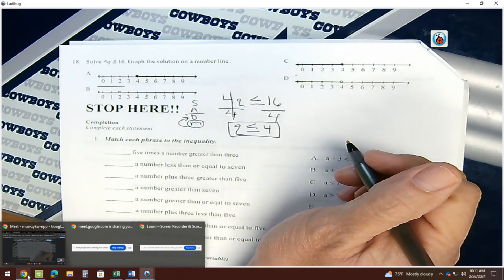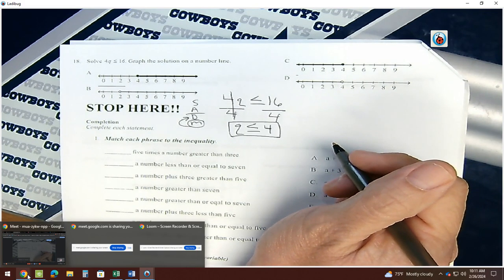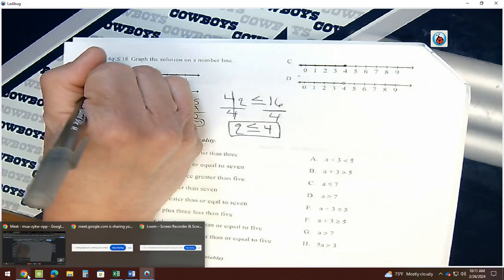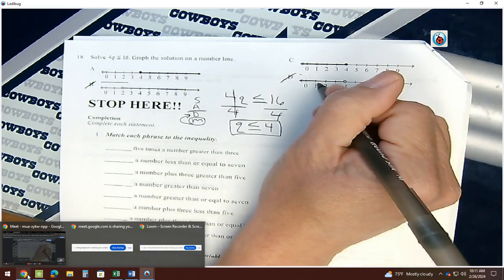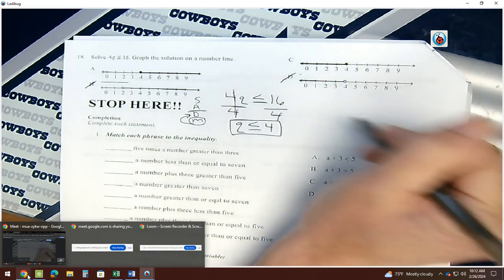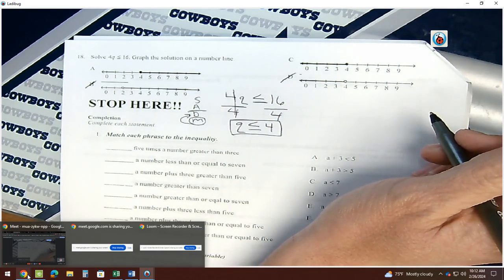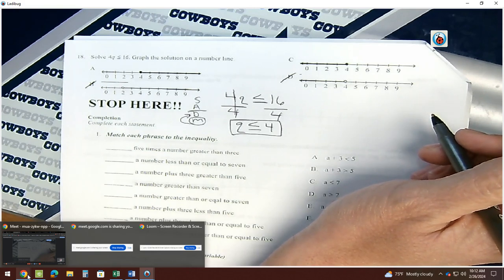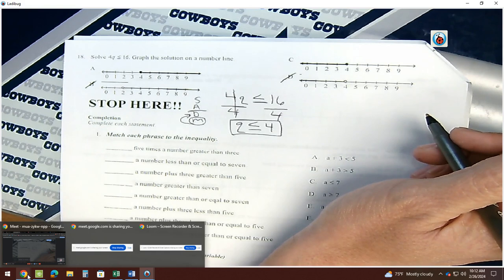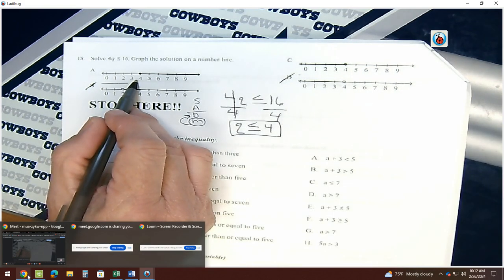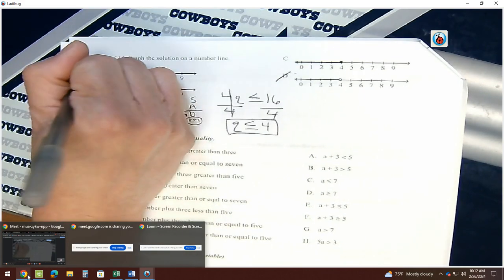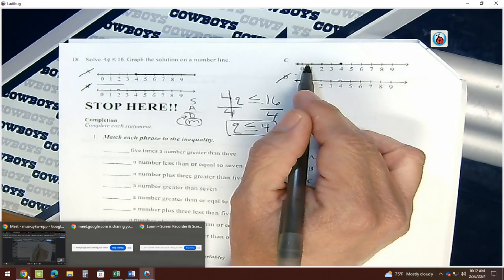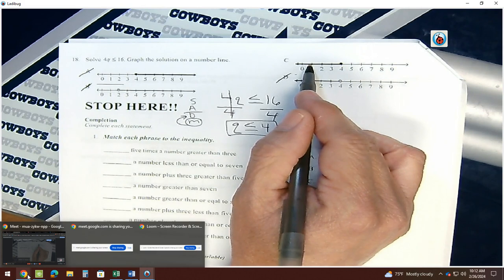What choices are wrong to start off? B and D. Why are those wrong? Because they're open and they're supposed to be what? Closed. So now we're going to go to choice A or C. Let's check. Q has to be less than or equal to 4. Is this one showing less than or equal to 4? No, it's showing greater than or equal to 4. Is this one showing less than or equal to 4? Yes. Let's test it to make sure.